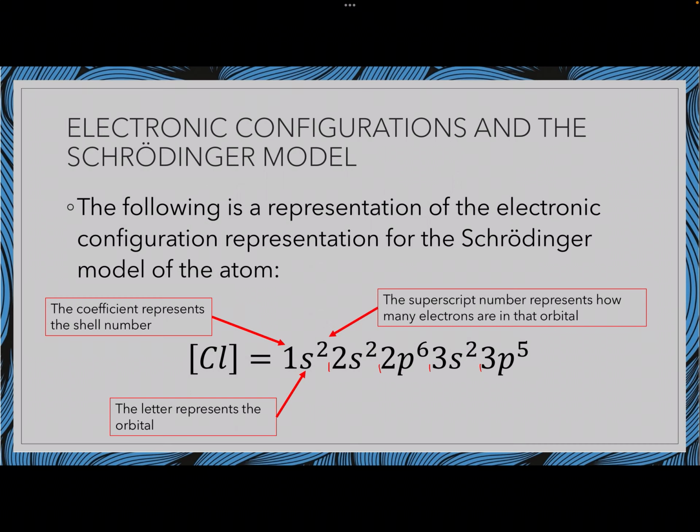Okay, so putting all that information together for chlorine, in the first shell there is an s orbital with 2 electrons. In the second shell there is an s orbital with 2 and a p orbital with 6. In the third shell there is an s orbital with 2 and a p orbital with 5. Okay, so that's what all that information means.